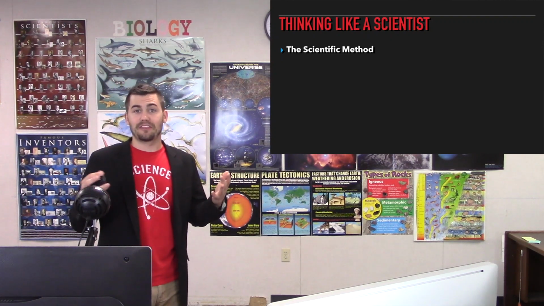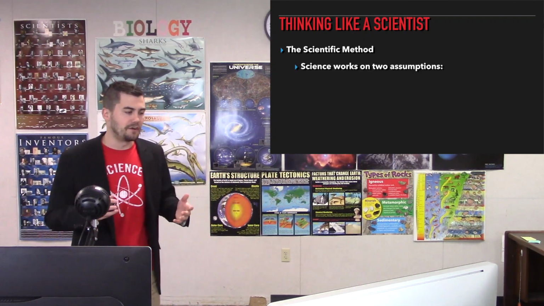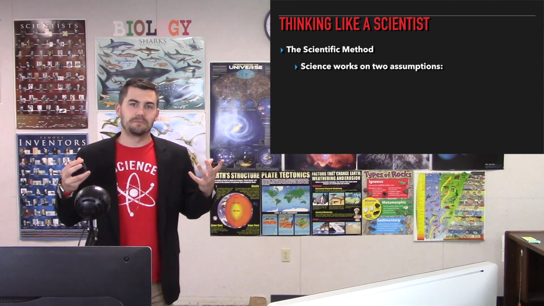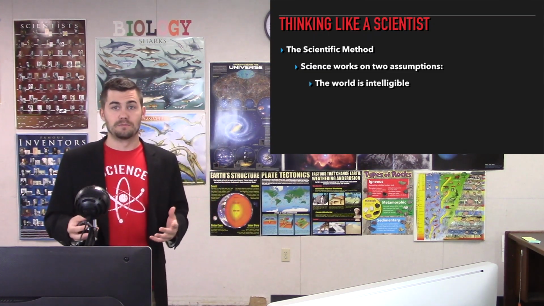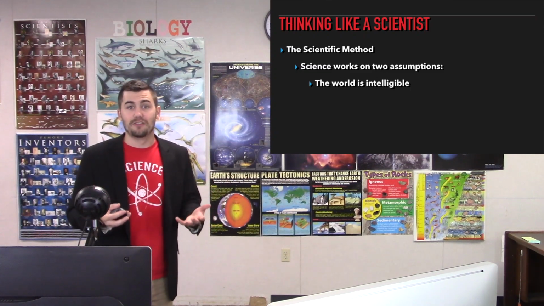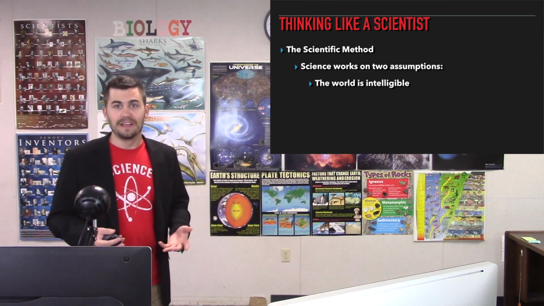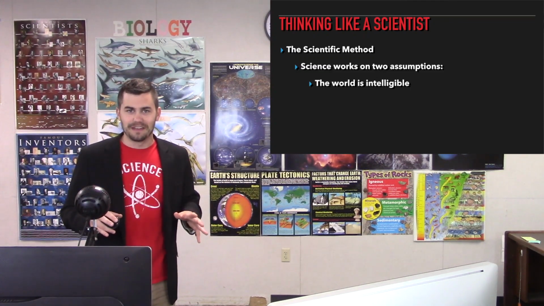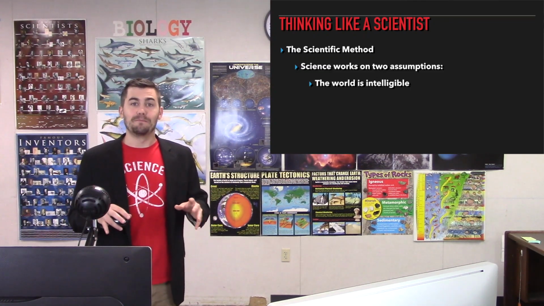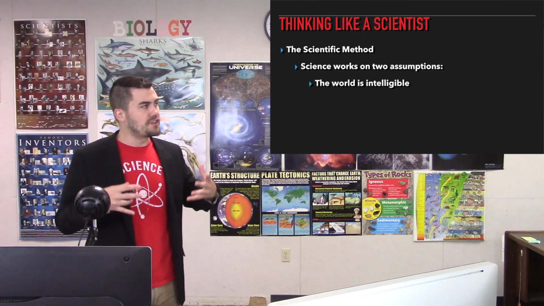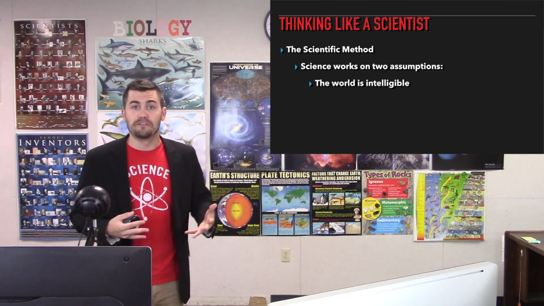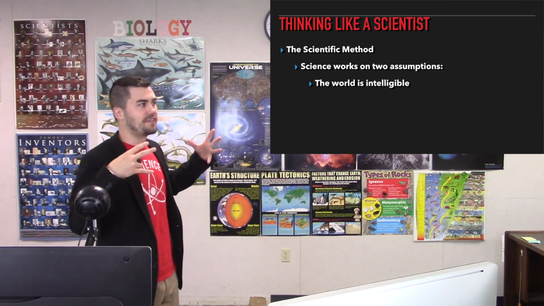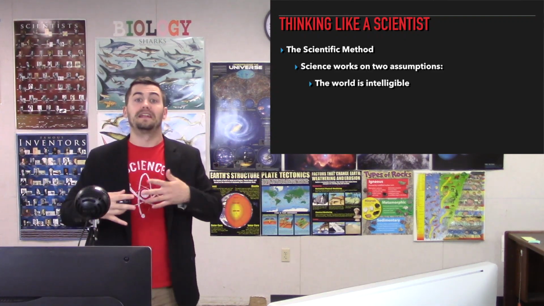So we'll begin with the scientific method. The reason that science as a practice works is because it follows these two basic assumptions. The first is that the world is intelligible. Now, that may seem like a very obvious no-duh statement, but for a very long time, people assumed that certain things about the world, about the universe, just simply could not be known. For example, the reason that planets orbit.